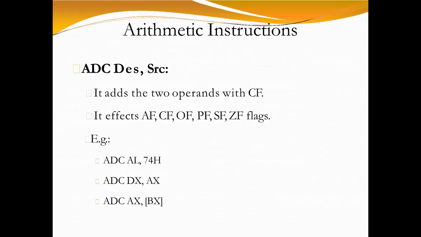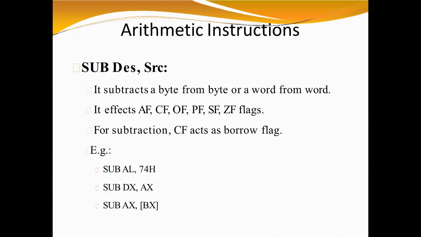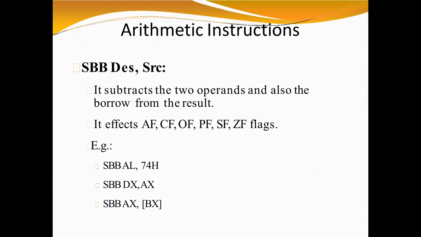ADC adds two operands with the carry flag, CF, for example ADC AL, 74H and ADC DX, AX. That is used to add with carry. Next, SUB is subtraction, byte from byte or word from word, where CF acts as a borrow flag, for example SUB AL, 74H and SUB DX, AX. Next is SBB, used to perform subtraction with borrow, for example SBB AL, 74H and SBB DX, AX. That is the example of these arithmetic instructions.